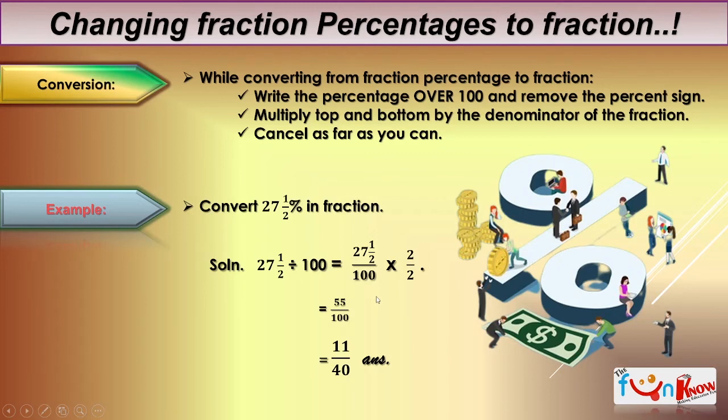Now we have to make sure, see this top and bottom, even though you multiply, both are the same values, so 2 and 2 will be cancelled over here. Here you are getting 55. How are we going to get 55, students? We have converted this mixed fraction to a normal one. That means 27 into 2 is 54, and plus 1 it is 55. That's why the answer is 55 upon 100, right? And now with further cancellation as far as you can, the answer will be 11 by 40. So this is how we change a fraction percentage to a fraction.